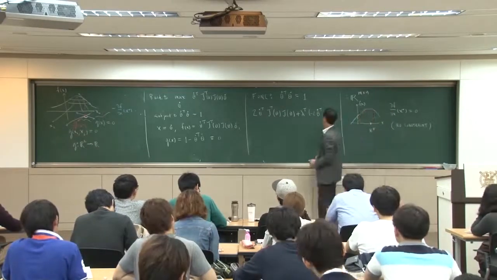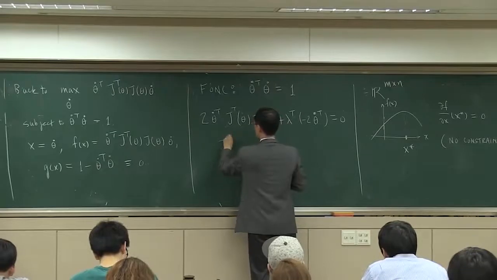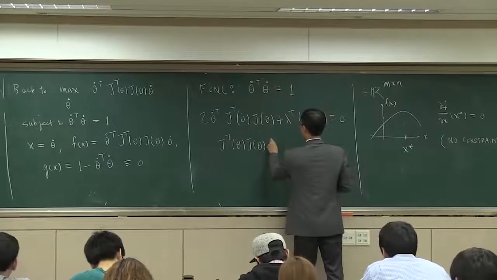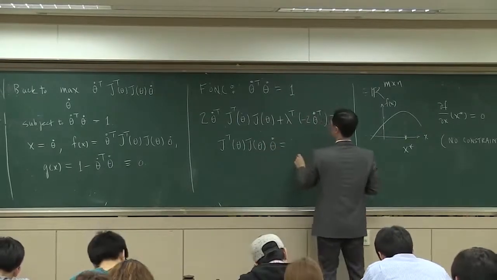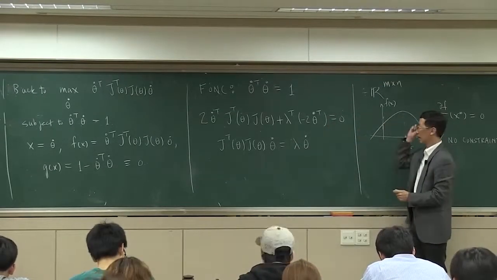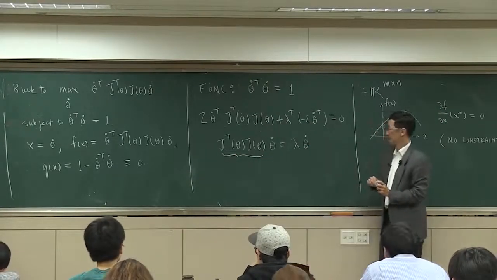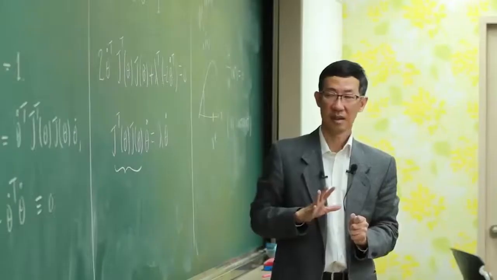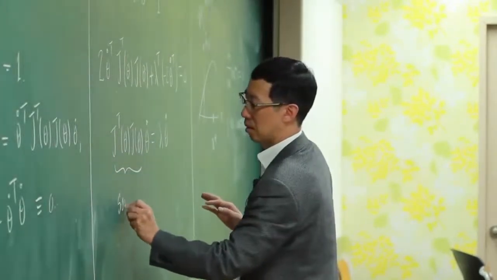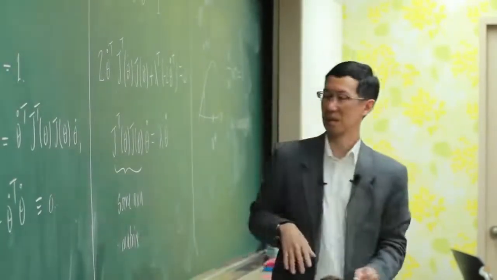So get rid of the 2's, and let's transpose both sides. We get J transpose J times theta dot is equal to lambda theta dot. This is some matrix. It's n by n. So this is some n by n matrix.